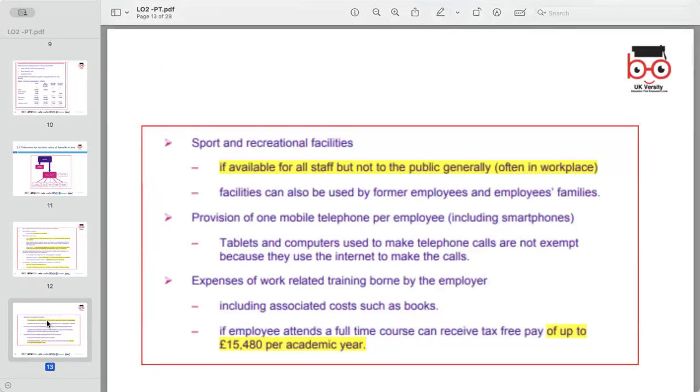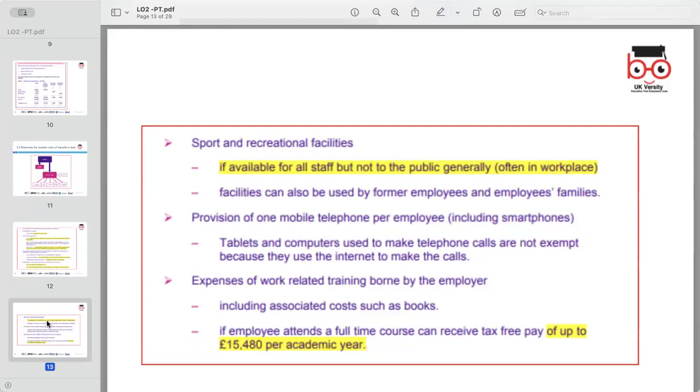So now we are going to talk about the provisions of sports and recreational facilities, mobile telephones, and work-related training expenses. First one is sports and recreational facilities. These facilities are often provided by employers for their staff to use, but they are not open to the public. Sometimes they are located right in the workplace. These facilities can include things like gyms, sports fields, or recreational areas.